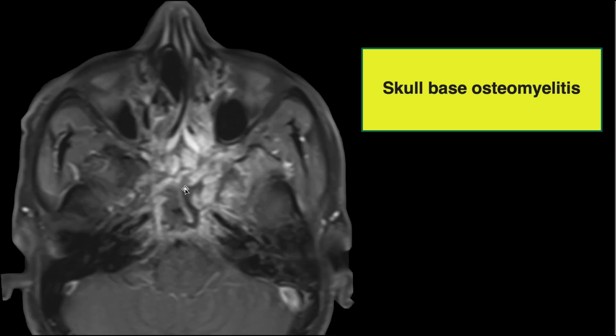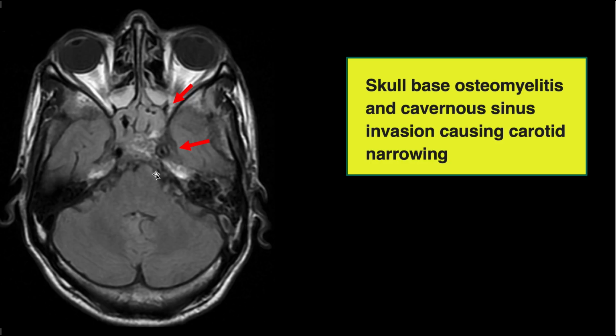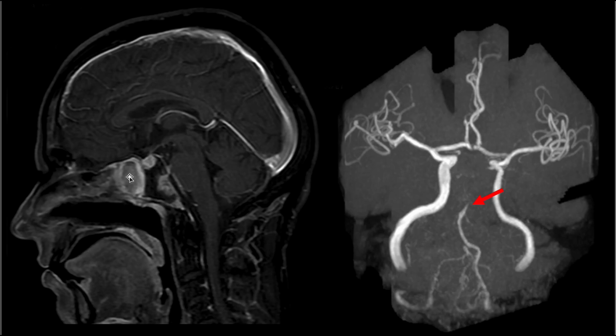Here again is the classical skull base osteomyelitis. You can see non-enhancing or necrotic tissue in the clivus region. So this skull base osteomyelitis is because of mucormycosis. Here again there is associated skull base osteomyelitis, narrowing of the cavernous sinus, and the carotid artery is narrowed. In this patient there was involvement of the clivus and there was a thrombosis of the basilar artery.